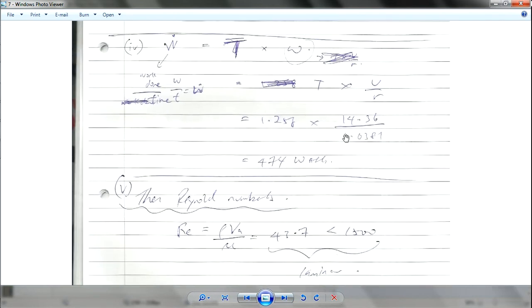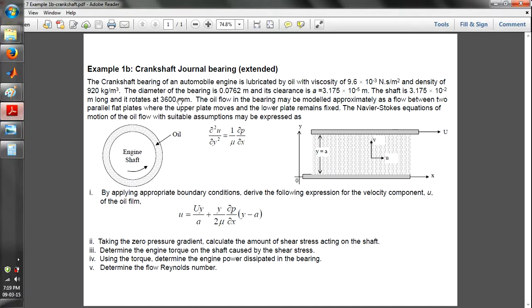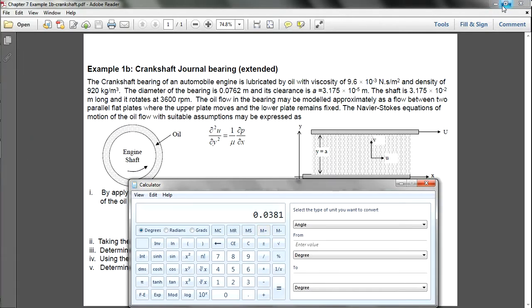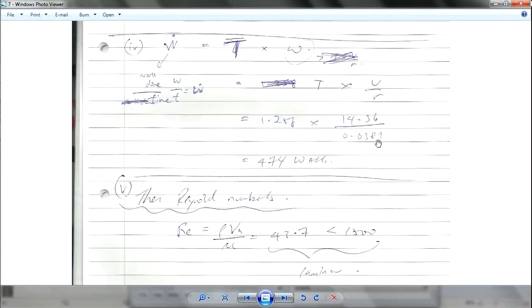And then r is actually the radius of the shaft. So 0.0762 divided by 2 is actually 0.0381. So which is over here. So if you do that, you have 474 watts. So you have a power now.